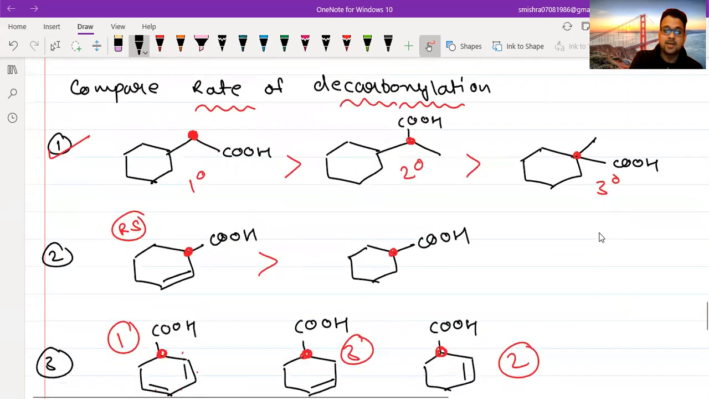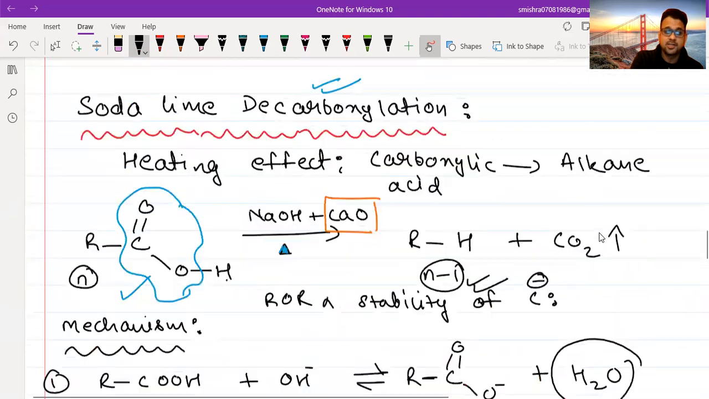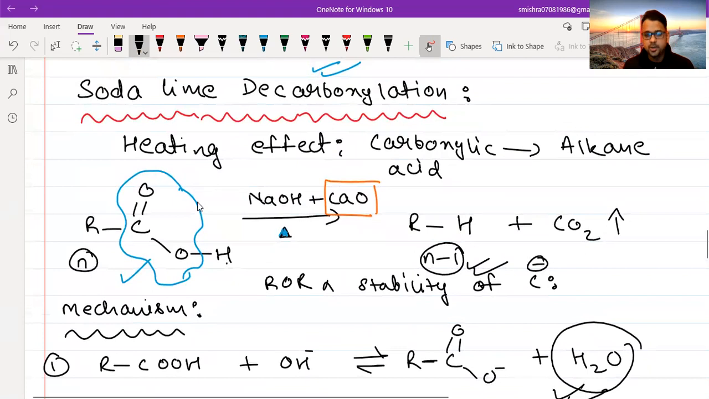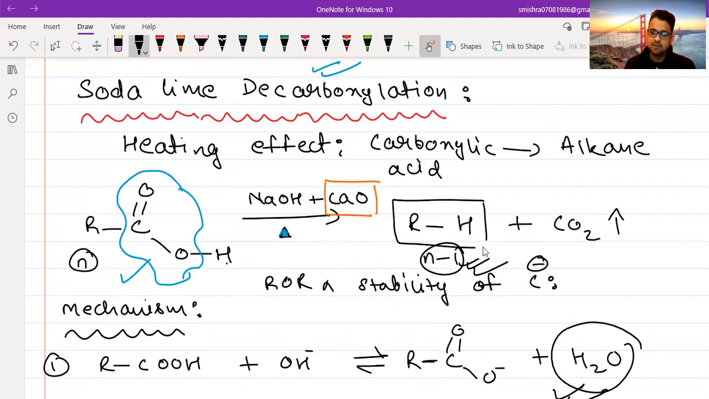So very quickly, let us summarize the soda lime decarboxylation reaction. Eventually, from the examination point of view, the facts which you need to keep in mind is you take carboxylic acid. Sometimes they can also give you sodium or potassium salt, they can give you directly this stage, so that is not going to affect the reaction. Eventually, the product will always be an alkane. It is a stepping down reaction. The number of carbons decreases by 1, and there is loss of CO2. Decarboxylation means loss of CO2. So that is all about soda lime decarboxylation.